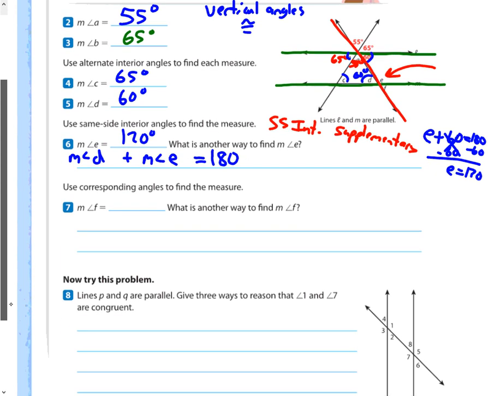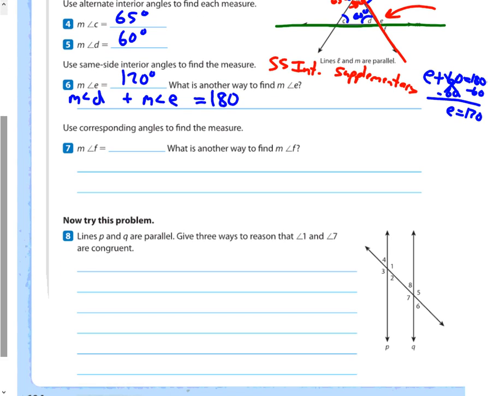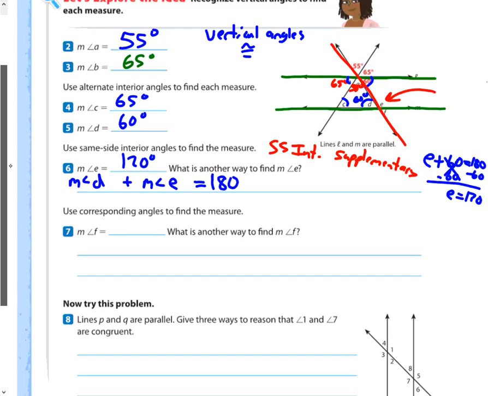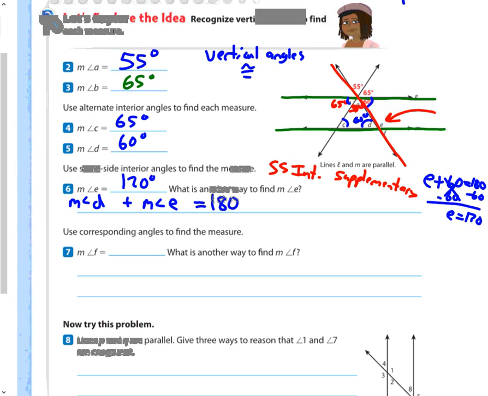Let's look at a corresponding angle example. Number 7. We're trying to find the measure of angle F. Now we have a bunch of stuff here, but is there a corresponding angle to F, meaning it's in the same spot, just at a different intersection, and looks to be the same degree measure? I see one. I believe that F would be in the same spot as this 60-degree angle. So that means F is also 60 degrees.